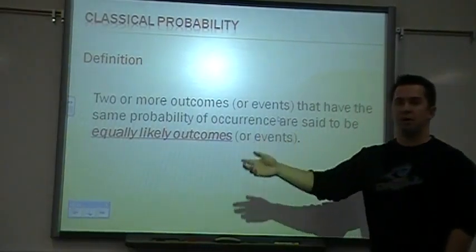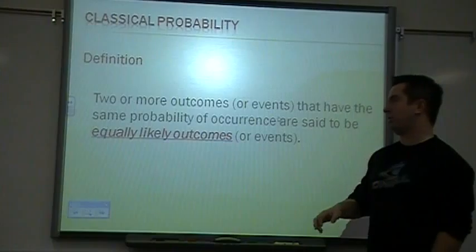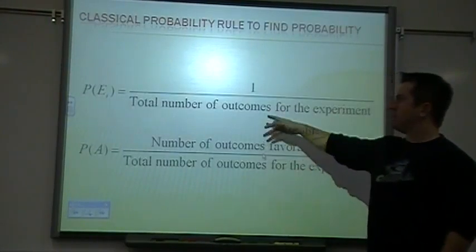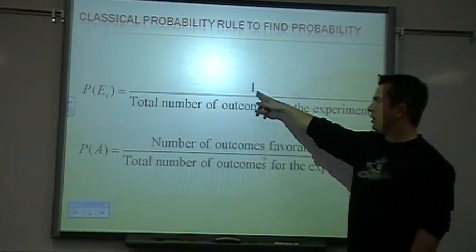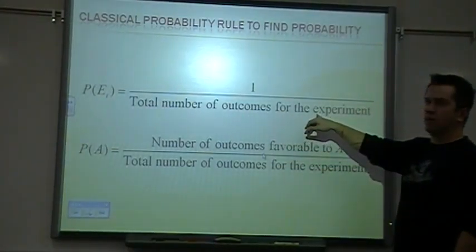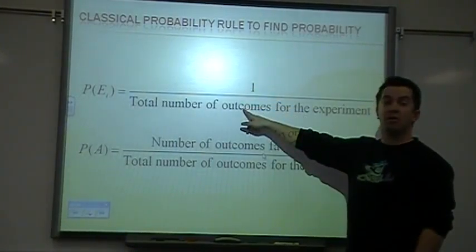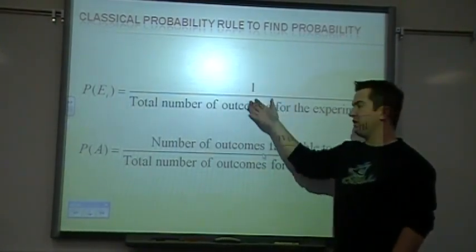Alright, flipping a coin. Back to that. It's equally likely that you'll get a head and you'll get a tail. We got right here, 1 divided by the total number of outcomes for the experiment. Okay, rolling a dice. You got 1 chance of getting a 1 out of 6 possible outcomes. That would be the probability, 1 out of 6.